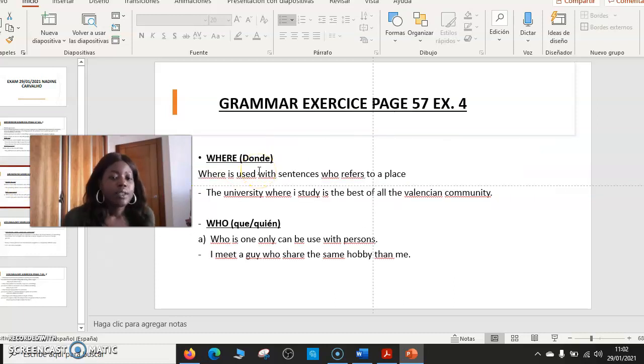Then we have where, which means donde. Where is used with sentences which refer to a place. For example, the university where I study is the best of all the Valencian community.